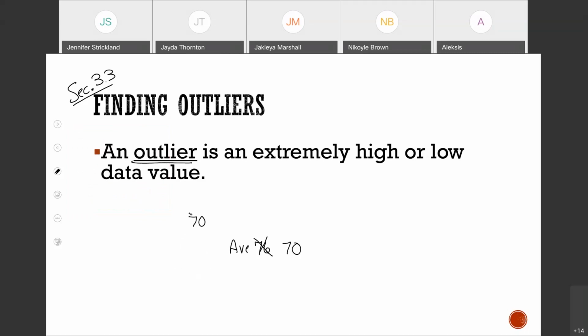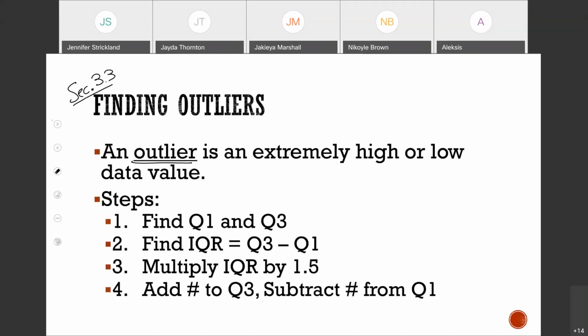So let's look at the steps for finding that outlier. Once we prove that it's too high or too low, then we can throw it out and do our calculations without it. That's the idea. So these are the steps. I'm going to let you jot them down, and then we're going to look at an example. There are 4 steps you have to do to determine if something is an outlier.